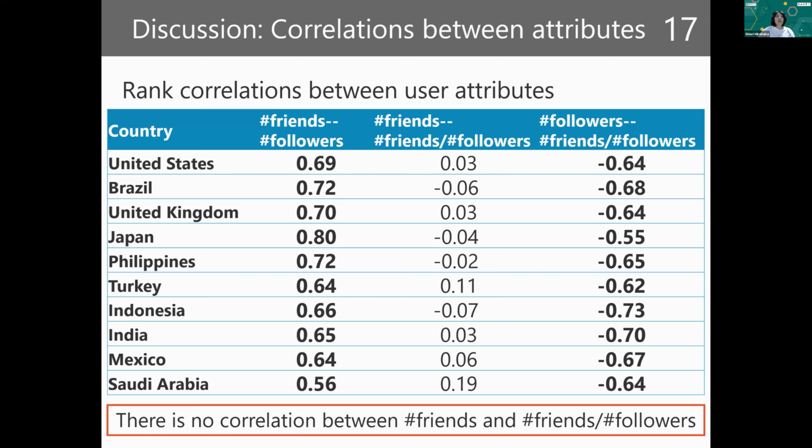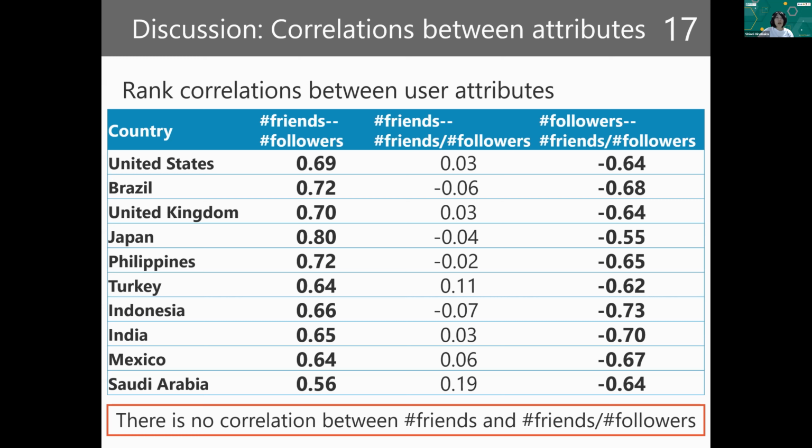The number of friends was effective, but the number of followers was not effective in almost all countries. So they conducted a correlation analysis between three user attributes. We calculated Spearman's rank correlation coefficient. Then we found that there is no correlation between the number of friends and the flow ratio. This implies that the number of friends and the flow ratio can be used to characterize users.